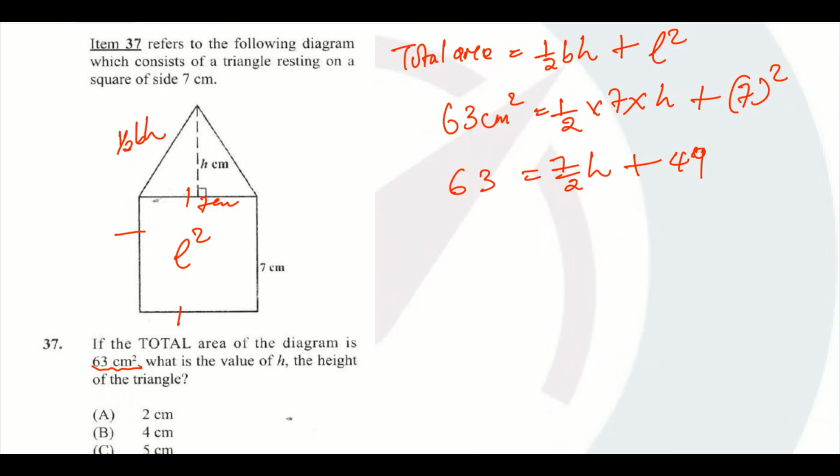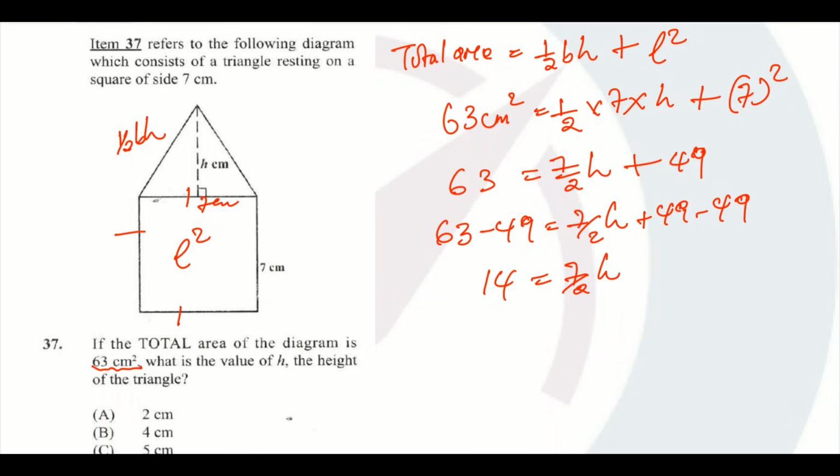Now to solve for H, we're going to do regular equation solving. We subtract 49 from both sides. So 63 minus 49 is equal to 7/2 H plus 49 minus 49. 49 from 63 gives us 14. So 14 is equal to 7/2 H. Now to solve for H, we're going to multiply both sides by the reciprocal of 7/2, which is 2/7.